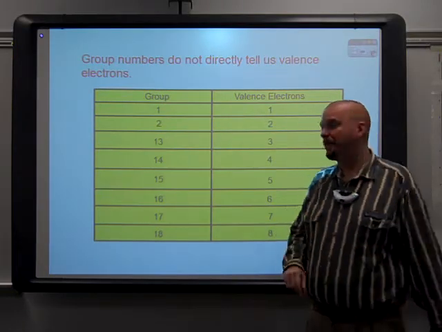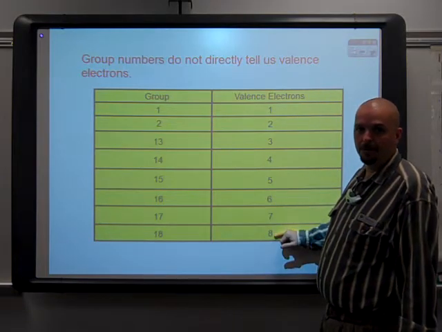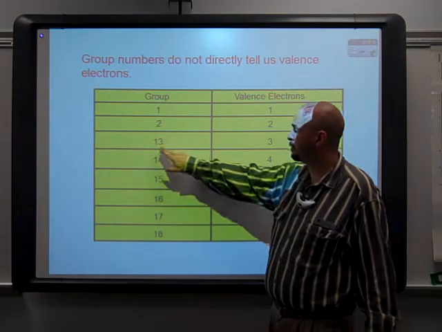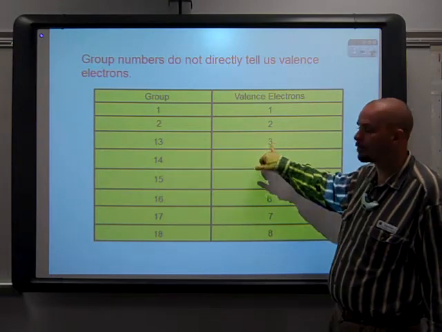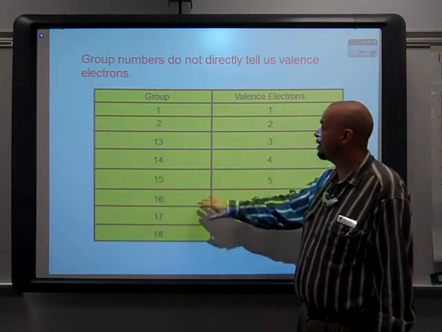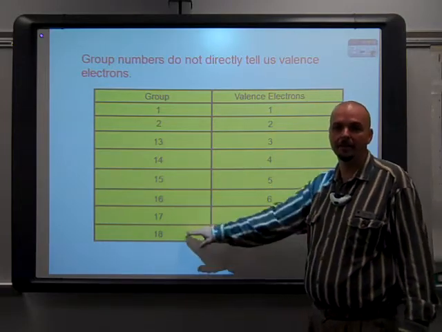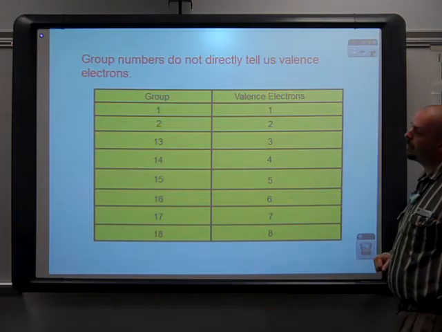The one little thing that we've got to remember is that when we get to groups 13 through 18, we need to drop the 1. Group 13 has 3 valence electrons. Group 14 has 4 valence electrons. Group 15 has 5. 16 has 6. 17 has 7, and 18 has 8.